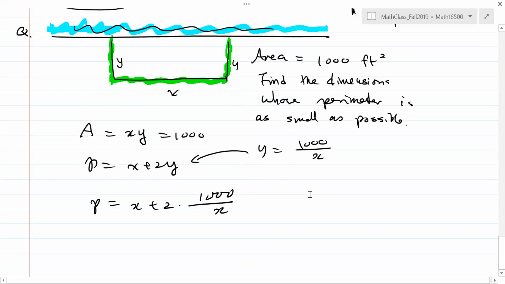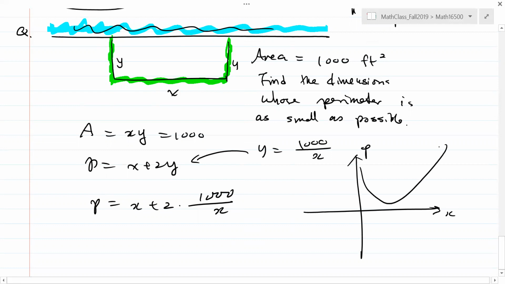And if you draw the graph, if this is P, this is x, it still looks like that. Then we have so many problems like that. Okay. And then definitely somewhere there is a minimum value, absolute minimum value. You just find the critical number.